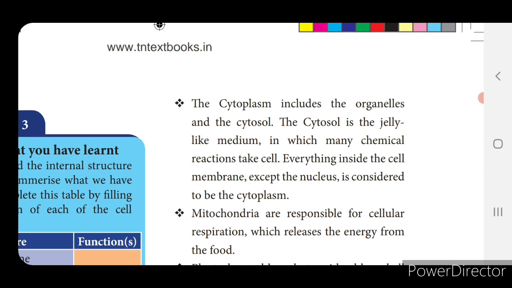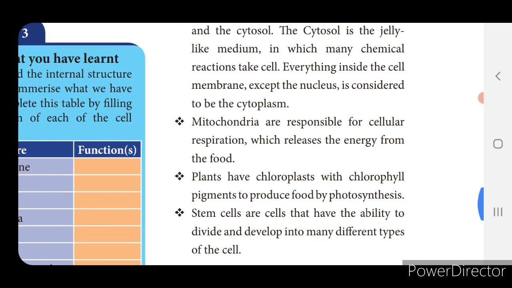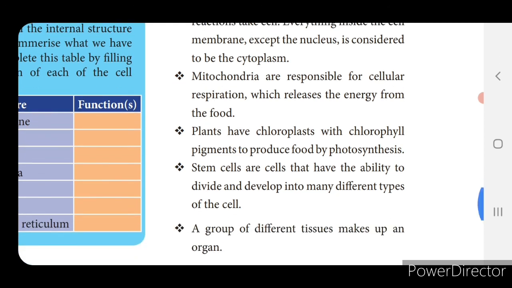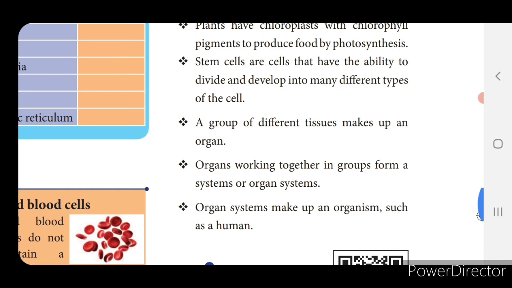Mitochondria are responsible for cellular respiration, which releases energy from food. Plants have chloroplasts with chlorophyll pigments to produce food by photosynthesis. Stem cells are cells that have the ability to divide and develop into many different types of cells. A group of different tissues makes up an organ. Organs working together in groups form organ systems. Organ systems make up an organism such as a human.